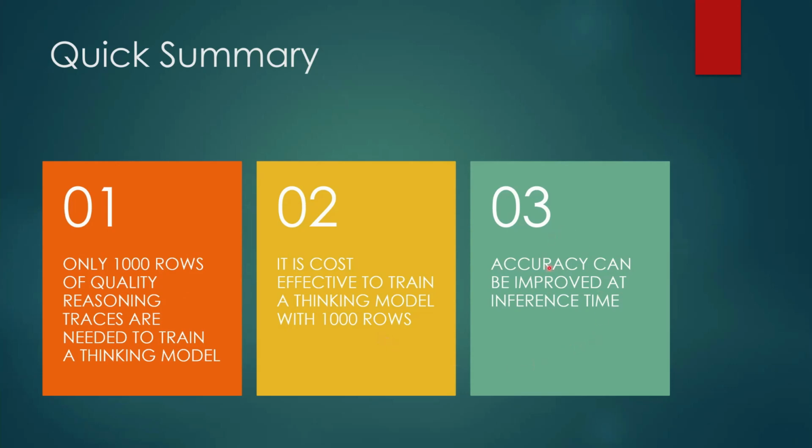The last takeaway here is that accuracy can be improved at inference time. If you have programming capability, you can mess around with how the think tokens are generated, and you can use that to improve your accuracy as well.